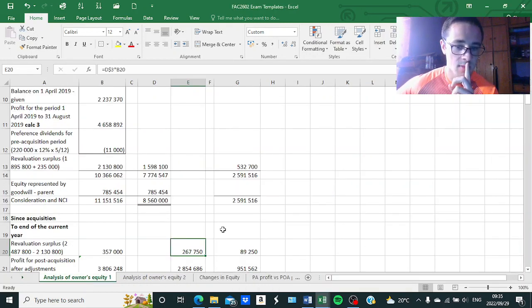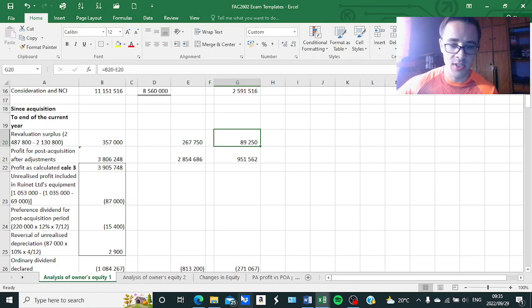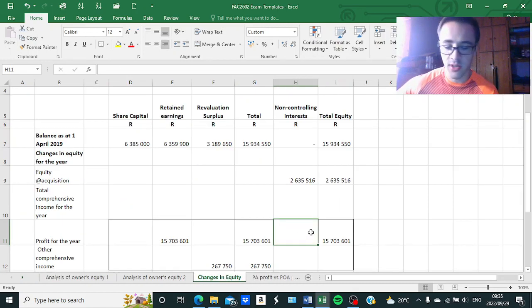of ordinary shares. Okay, 89,250 represents other comprehensive income attributable to non-controlling interests.